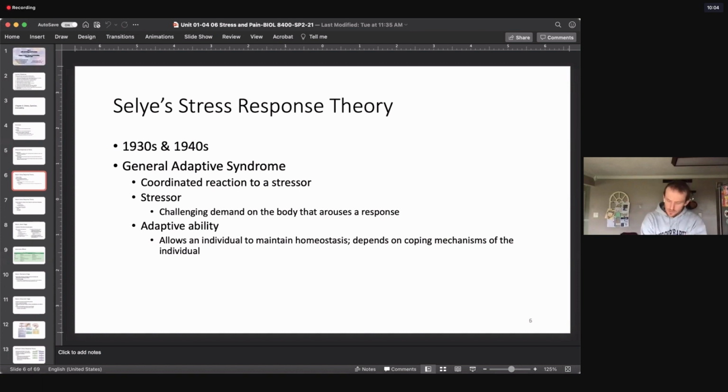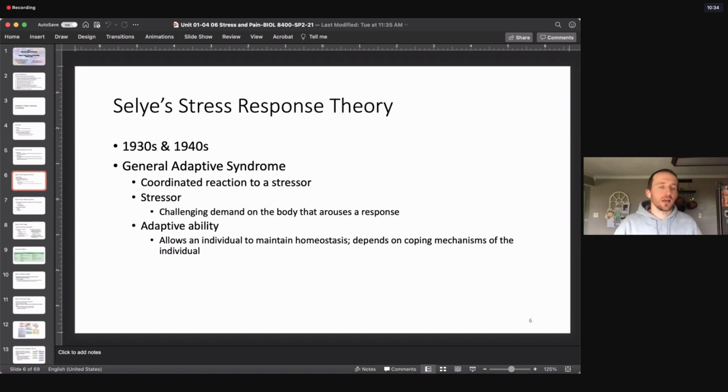So the first is Selye's stress theory. The first theory that kind of describes the events of a stress response is Selye's, developed in the 30s and 40s, and it can also be called the general adaptation syndrome. What it speaks to is exposure to a stressor and then the events that occur following that. A stressor is anything that challenges the body, that invokes this physiological response, and the adaptive ability of an individual speaks to how well they will respond to that stressor.